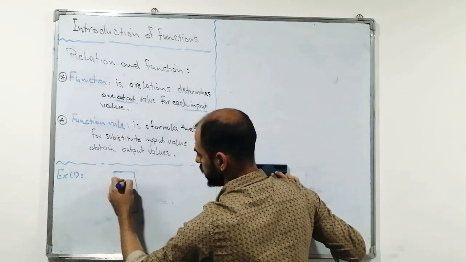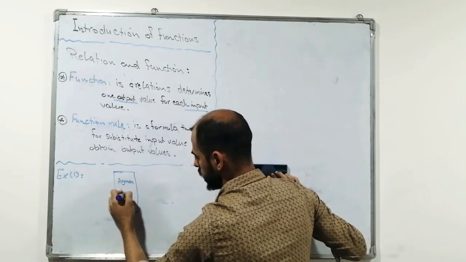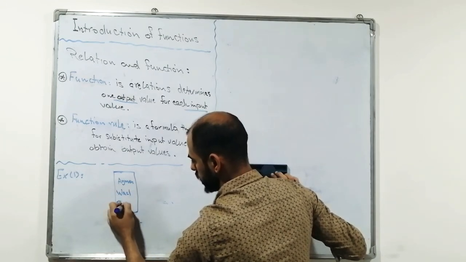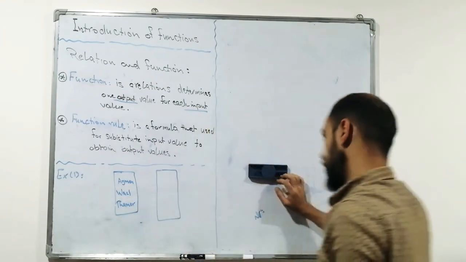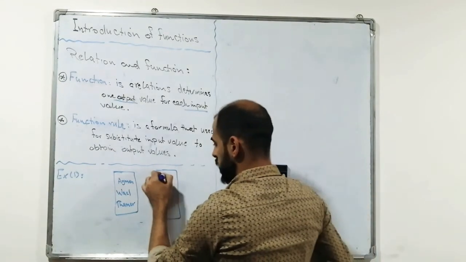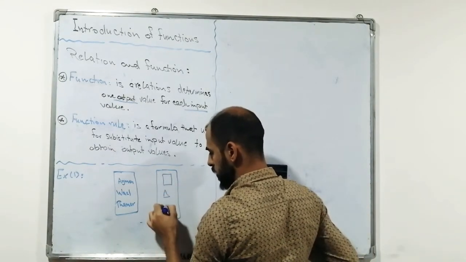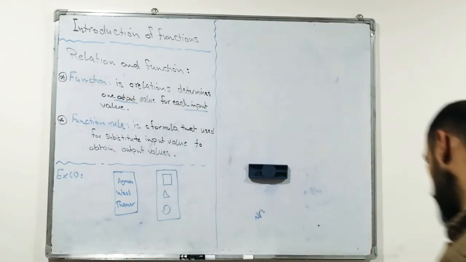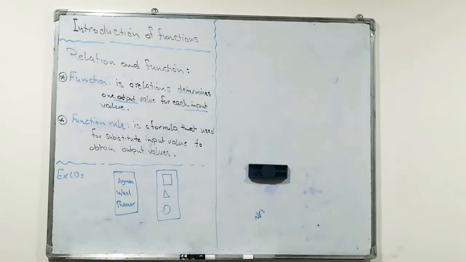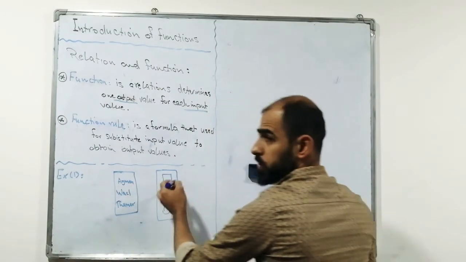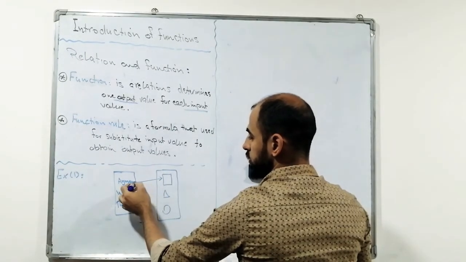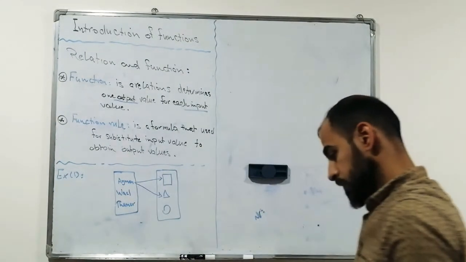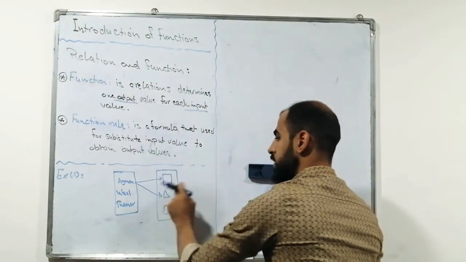Here we have Ayman, Wael and Thamar, and they draw 3 shapes: a square, a triangle and a circle. Okay? He told us that Ayman draws a square and a triangle. So we will put a line connecting Ayman with a square and Ayman with a triangle. Okay? Ayman draws a square and triangle.